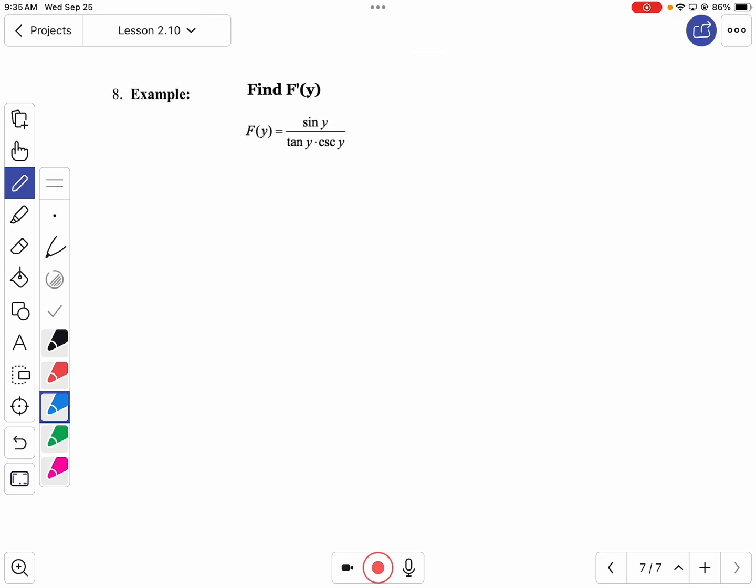So this one wants me to find f prime. The one thing I notice about this one is even though it's a fraction, there's a product in the denominator. And a lot of times when there's a product, I can rewrite and simplify those, and it makes my life a little bit easier. So let's mess with that just a second. Let's rewrite.